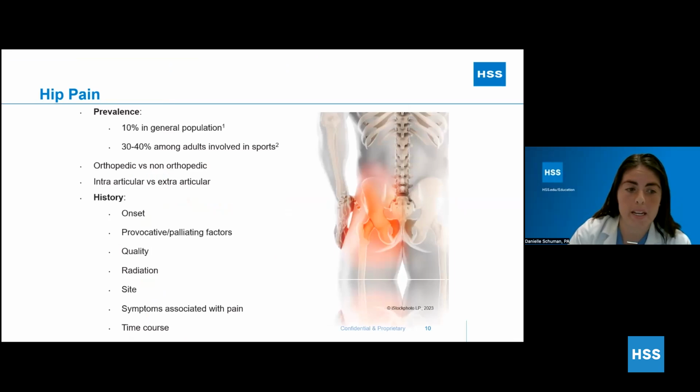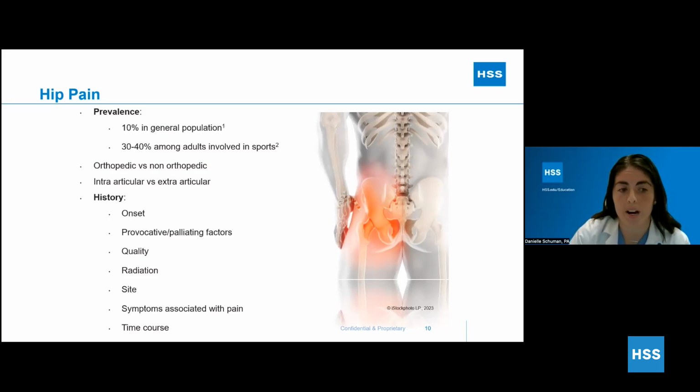So hip pain is a common complaint among adults. The prevalence of hip pain in the general population is about 10%, and prevalence of chronic hip pain is about 30 to 40% among adults involved in sports. The largest source of hip and groin pain in active adults involves injury to extra-articular muscle and tendons. Hip pain can be very disabling and definitely interfere with many activities of daily living.